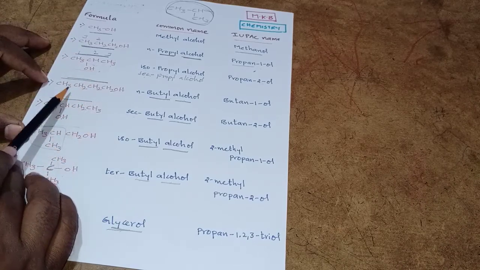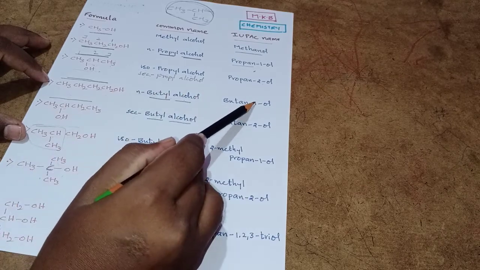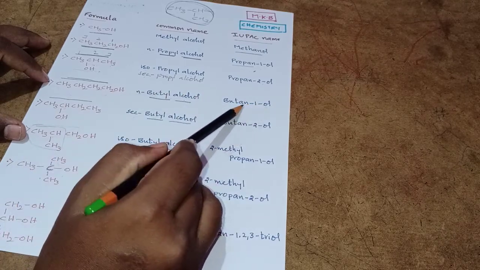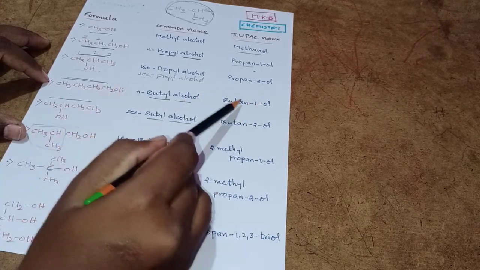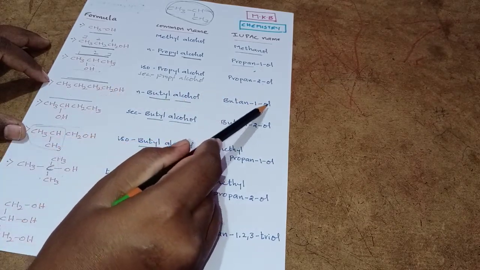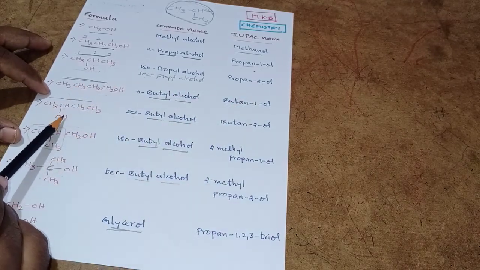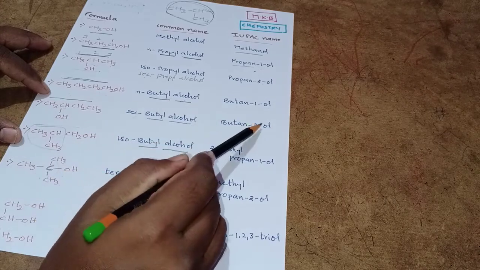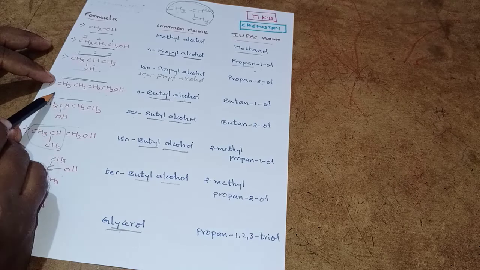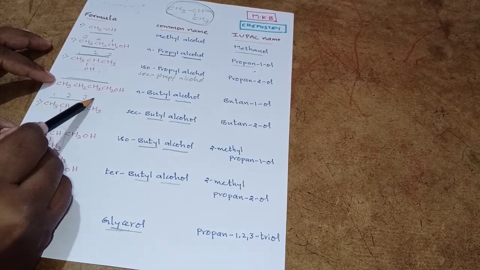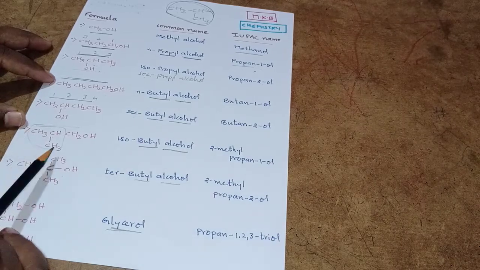Then the next formula, 4 carbon atoms, so butane, and E is to be replaced with OL, butanol. Since the OH group is present on first carbon, butane 1 ol is the IUPAC name for this compound. The next one, again we have butanol, but the OH group is present on second carbon. 1, 2, 3, 4. So butane 2 ol.